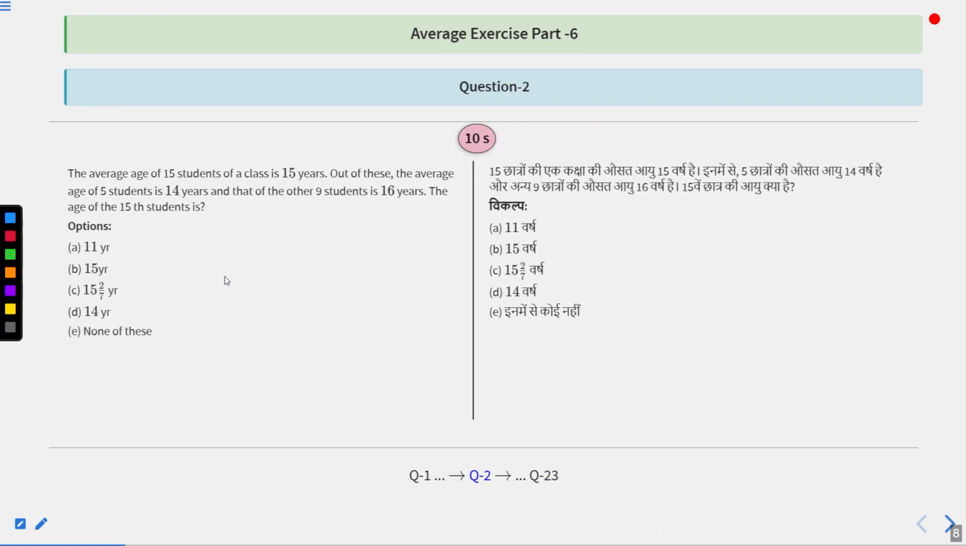Next one. The average age of 15 students of a class is 15 years. Out of these, the average age of 5 students is 14 years and that of the other 9 students is 16 years. The age of the 15th student is? You have 5 options and 10 seconds to analyze the question. Your time starts now.